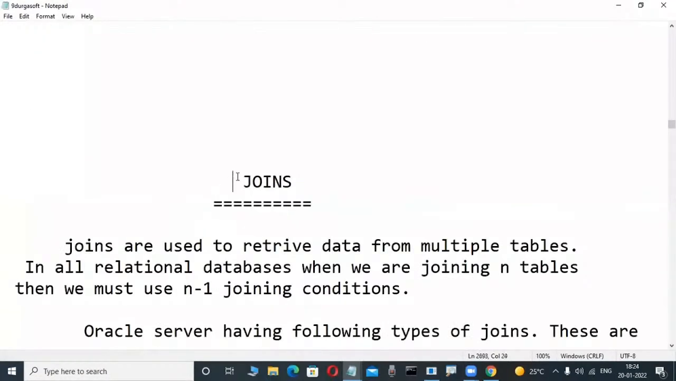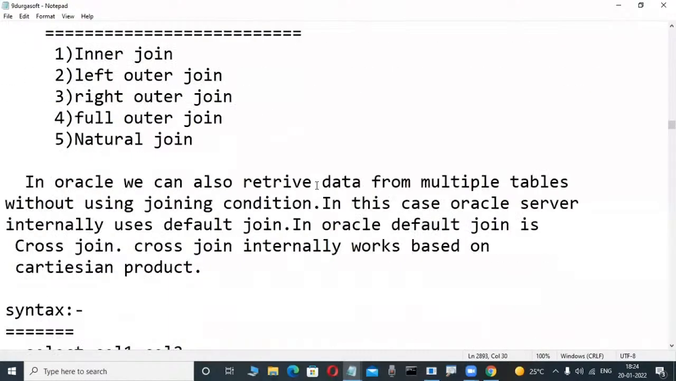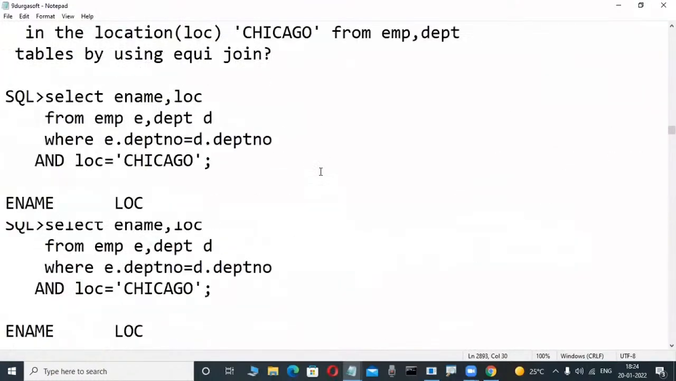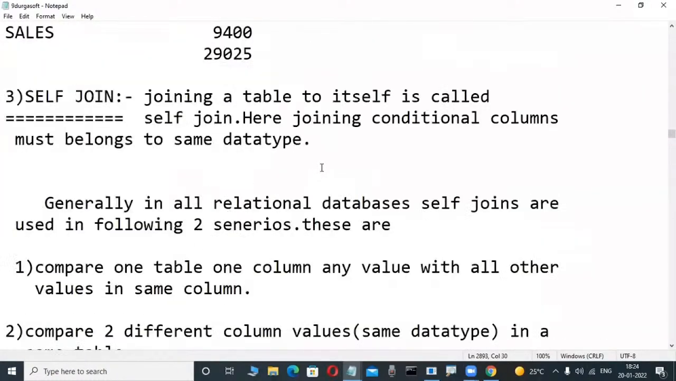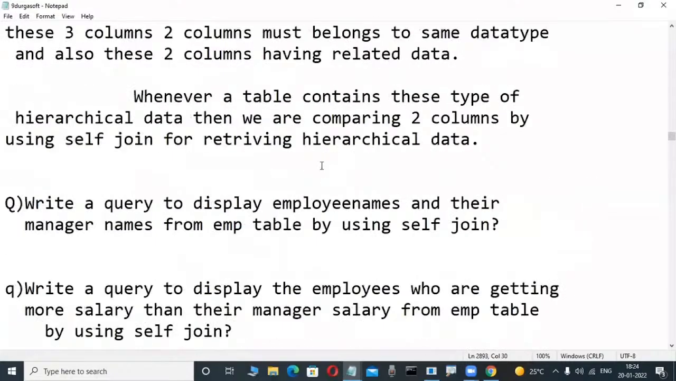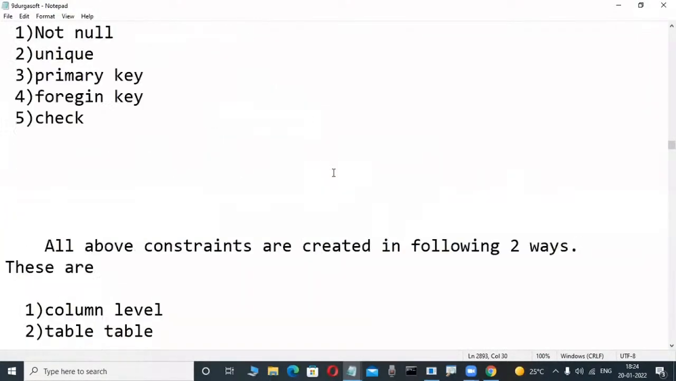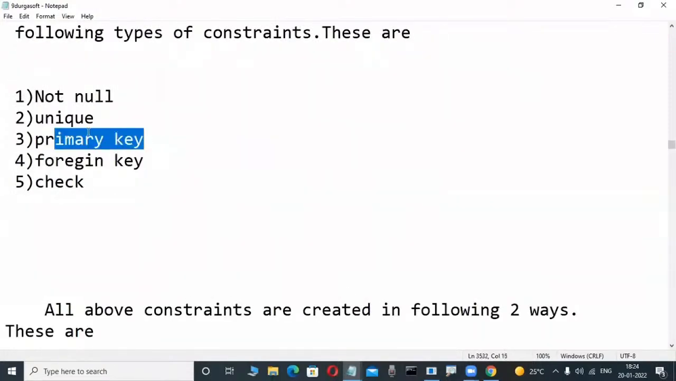And now the main concept, joins, is a concept to retrieve data from multiple tables. This is SQL language knowledge. Maybe some fellows have an idea of it. Then constraints is a concept in our SQL language: primary key, foreign key, check. So many things are there.